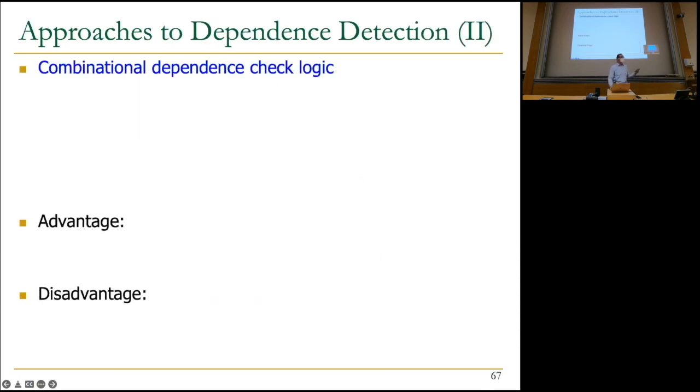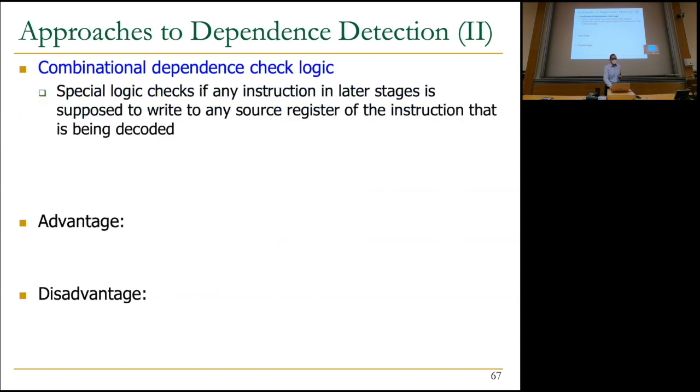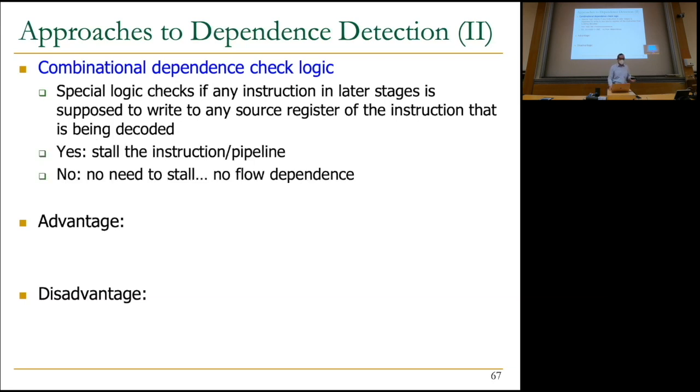But there's another way of detecting, and this is what your book actually uses, a combinational dependence check logic. You basically add special logic that checks if an instruction in any later stage is supposed to write to any source register of the instruction that's being decoded. This is a mouthful, but basically you look at all of the stages. Is there any instruction that's writing to the register that I'm trying to read right now? And if the answer is yes, stall. That's the idea. You detect the dependence. I think I already said this.